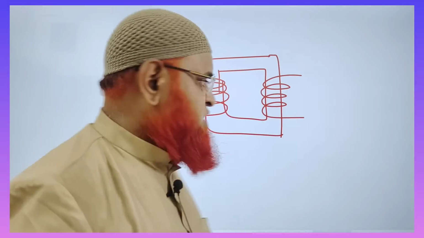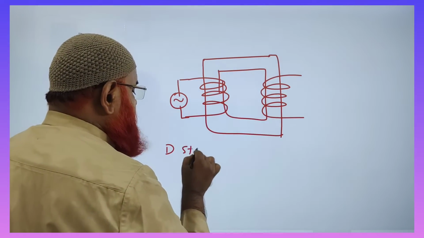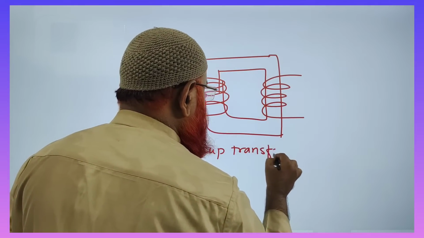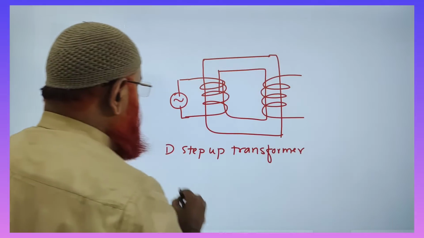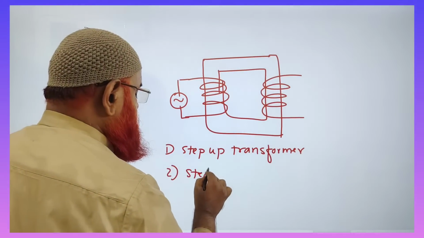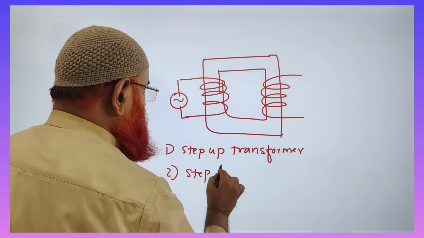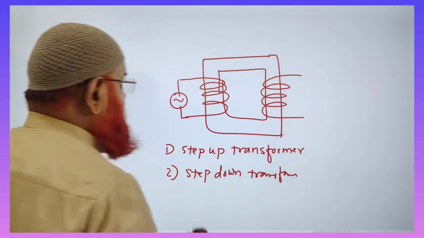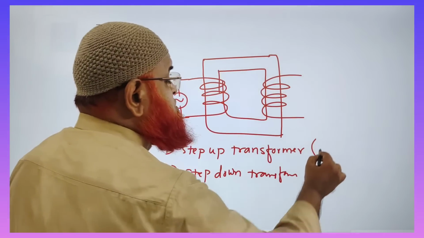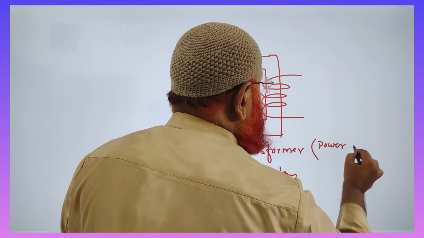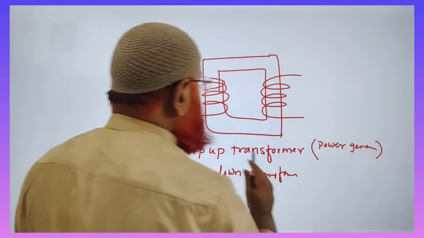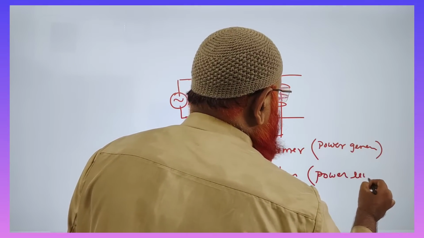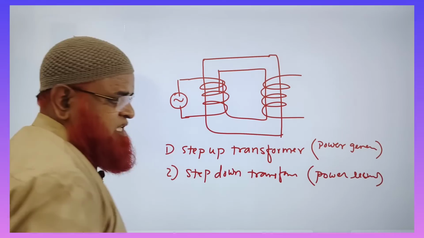There are two types of transformers. One is said to be step-up transformer. Another is step-down transformer. See, step-up transformer is used at the power generation. Wherever power is generated, there we use step-up transformer. Wherever we receive the power, we use step-down transformer.